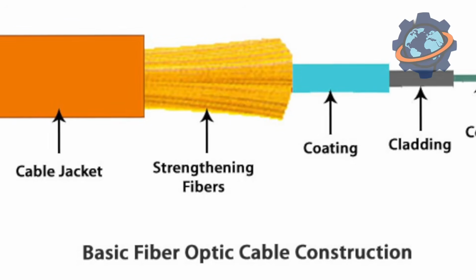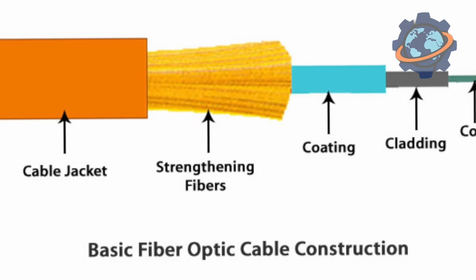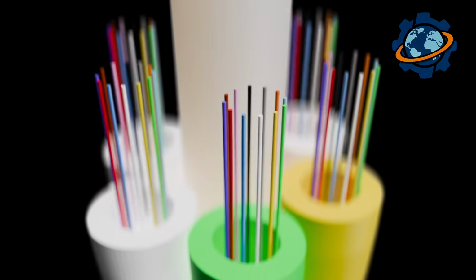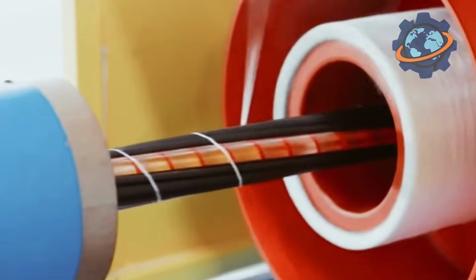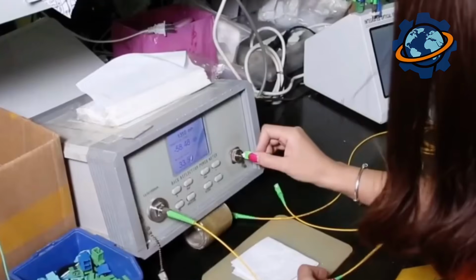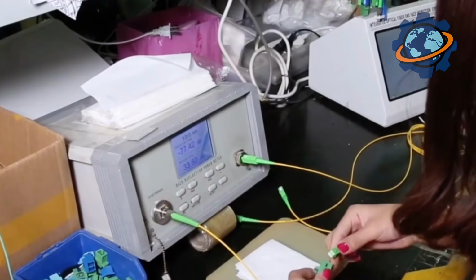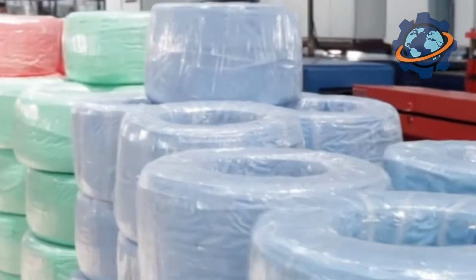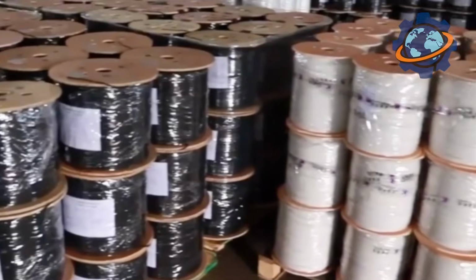All of this is wrapped in an outer jacket. This is a dense plastic or polyethylene pipe, resistant to ultraviolet light, moisture, rodents, and temperature fluctuations. The cable is tested. The bandwidth of each fiber is checked, as is its bending strength and resistance to moisture. Then it's wound onto large drums, marked, and technical documents are added, and it's ready for transportation and installation.